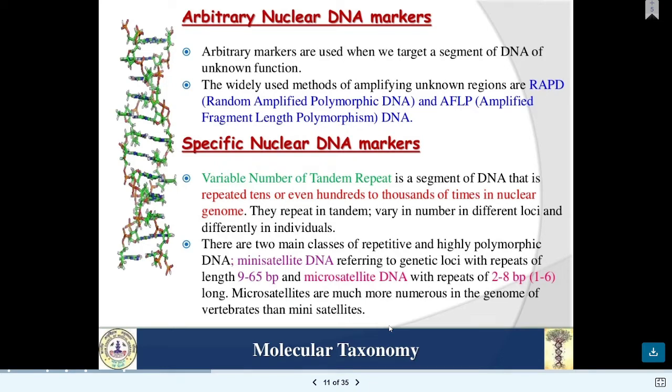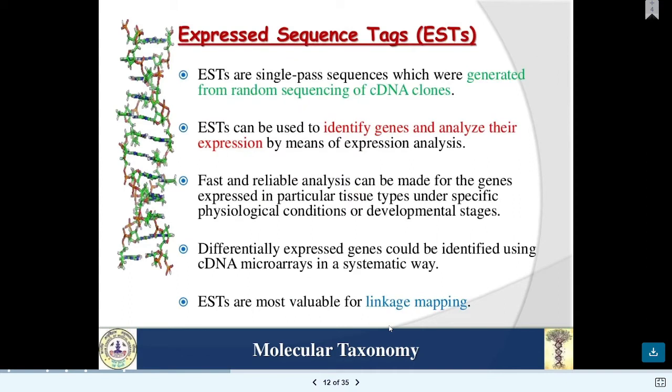Microsatellites are much more numerous in the genome of vertebrates than minisatellites. Now the next one is expressed sequence tag. Expressed sequence tags are single-pass sequences which were generated from random sequencing of cDNA clones. Now, what is cDNA? It's complementary DNA, which is produced from the mRNA material through a transcription procedure, either artificially or naturally.